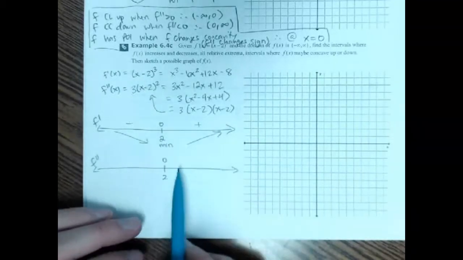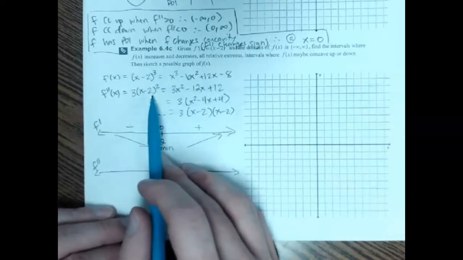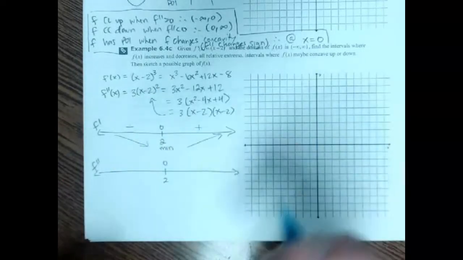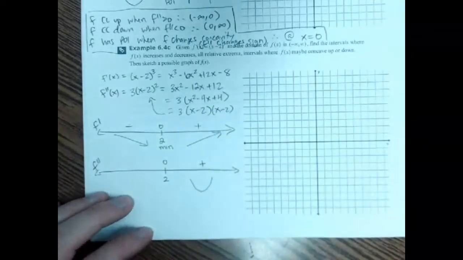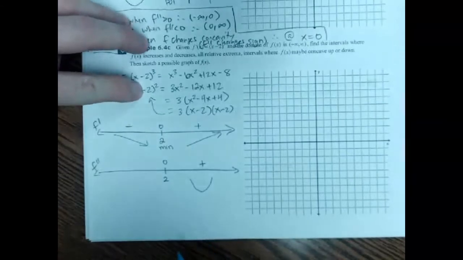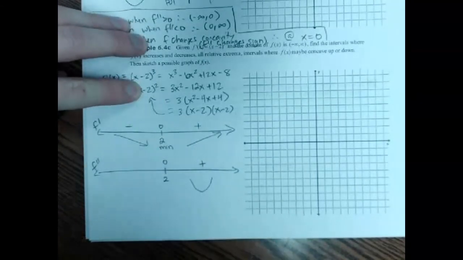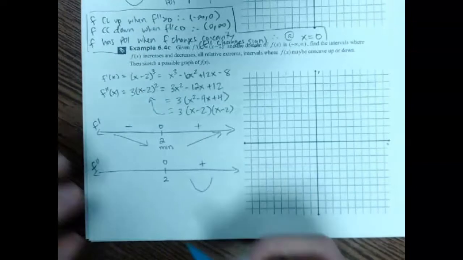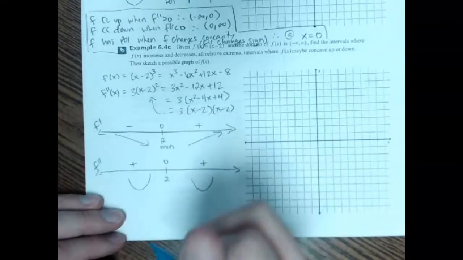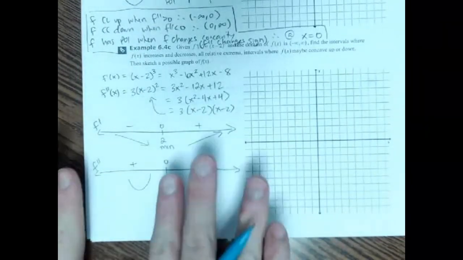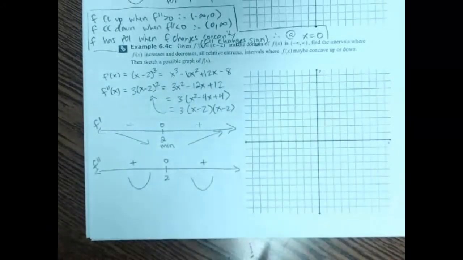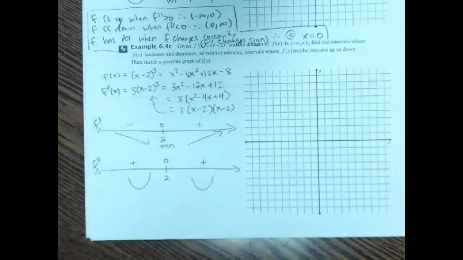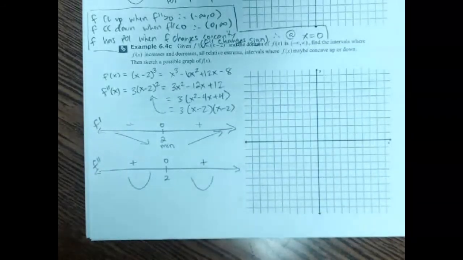If I plugged in something like 3, 3 minus 2 would be 1, 1 squared would be 1, 3 times 1 would be 3. Okay, that's positive, so it's going to be concave up. And then if I plug in something like 0, let's see, that negative, when you square it, would cancel, so you have 4 times 3, that's going to be positive also. Right, so it's concave up for this piece, and it's concave up for this piece, so this would not be a point of inflection. Right, and you really shouldn't ever have something that's a min or a max and a point of inflection. It's kind of going to be an either or.